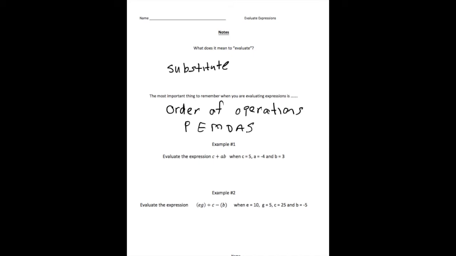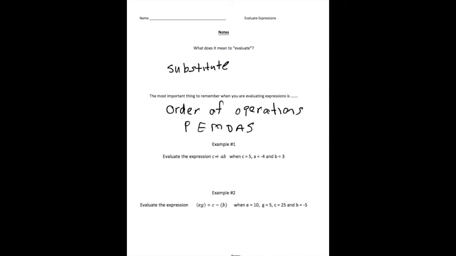All right, so what does it mean to evaluate something? All the word evaluate means in math is to substitute. In this case, we're going to substitute numeric values in for variables. And when you do that, the most important thing to remember is to follow the order of operations, which, of course, you've learned about, PEMDAS, in the past.